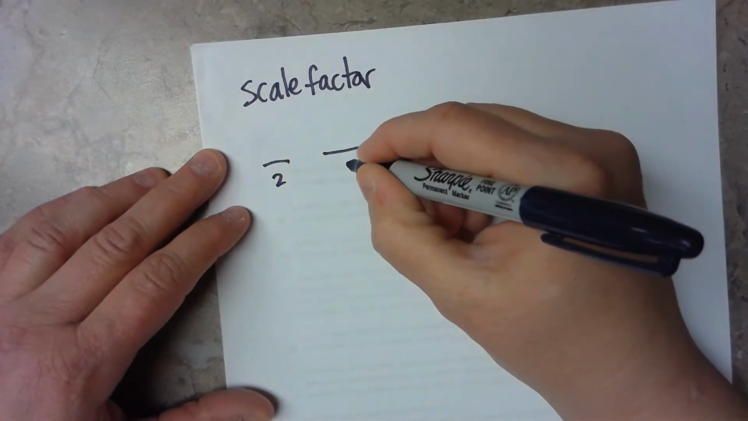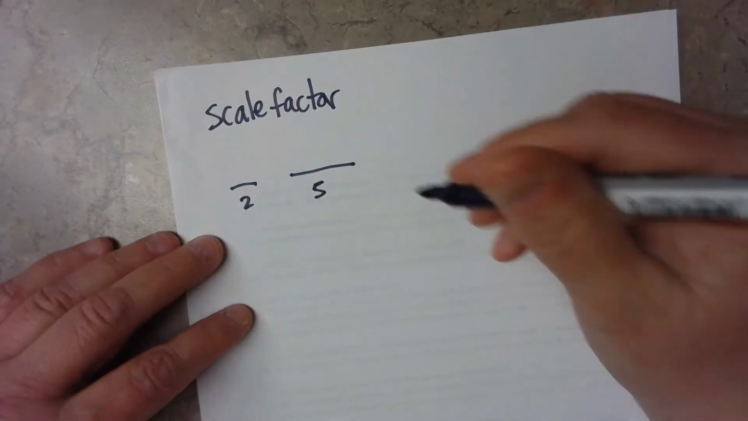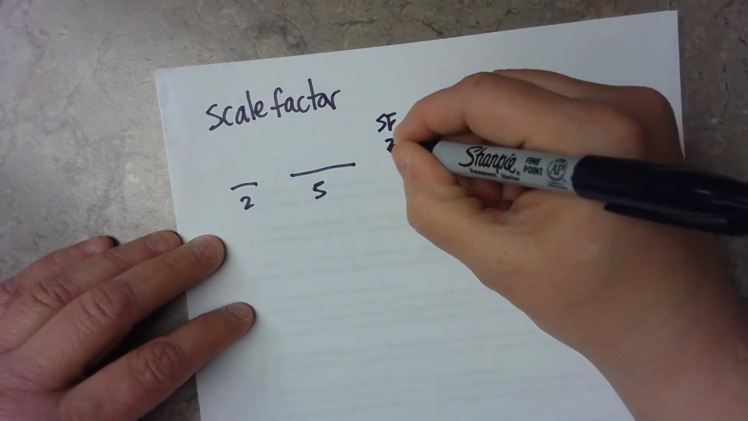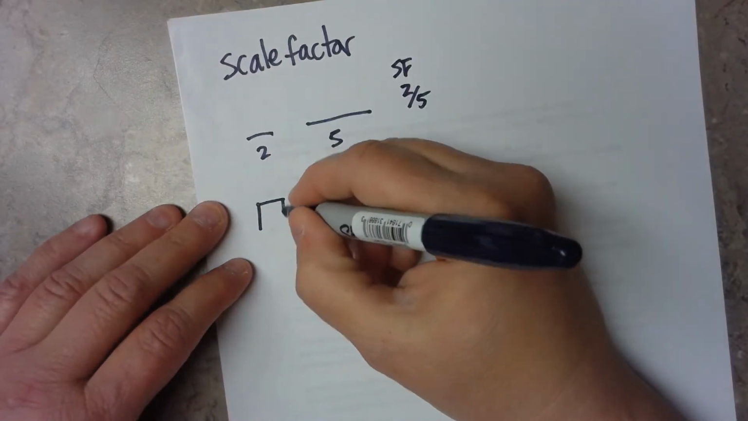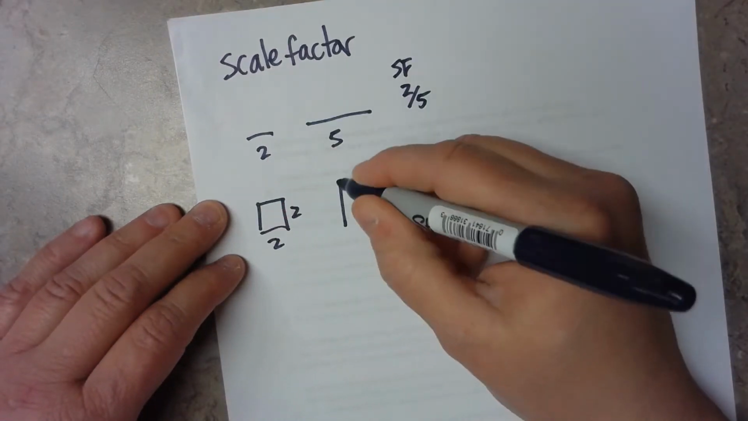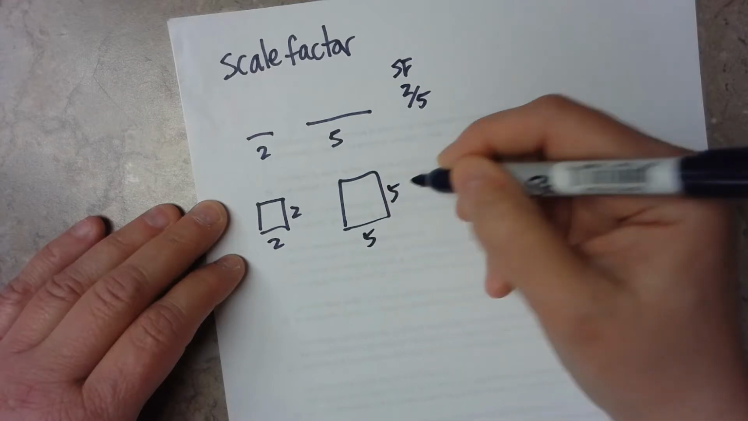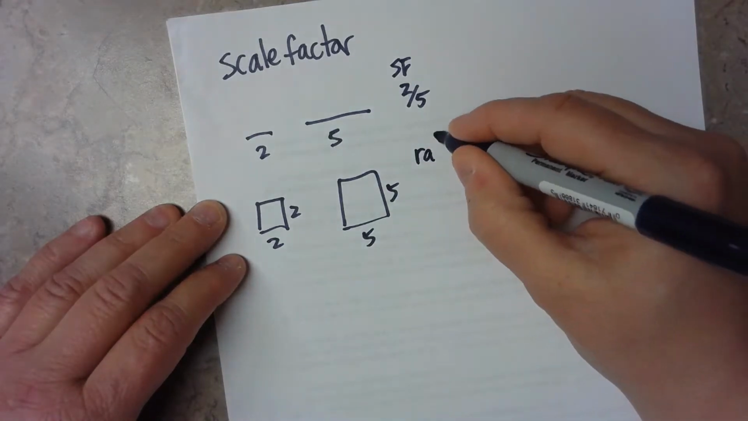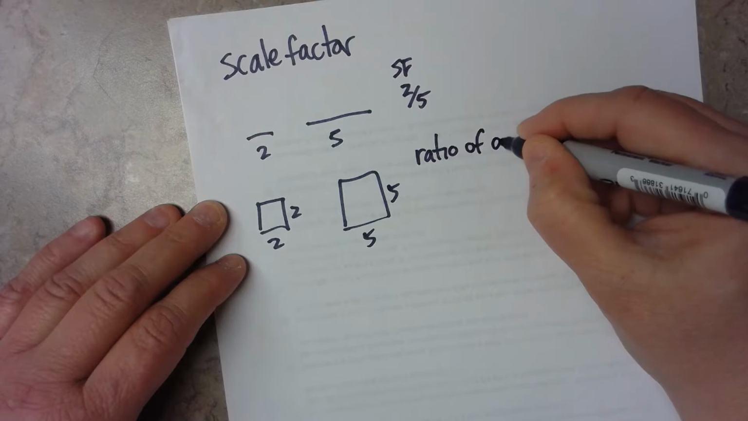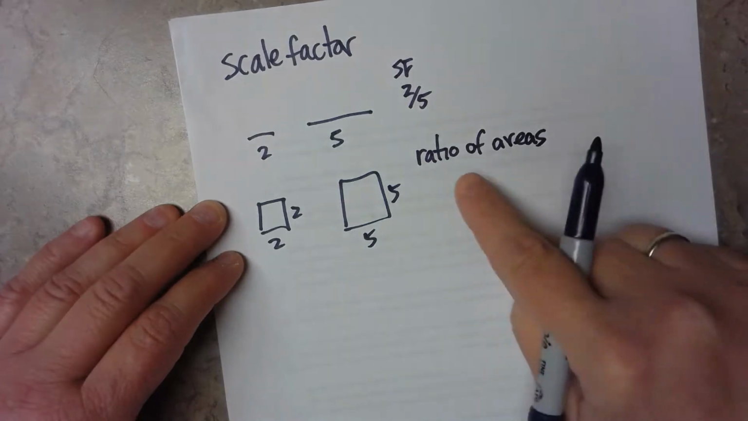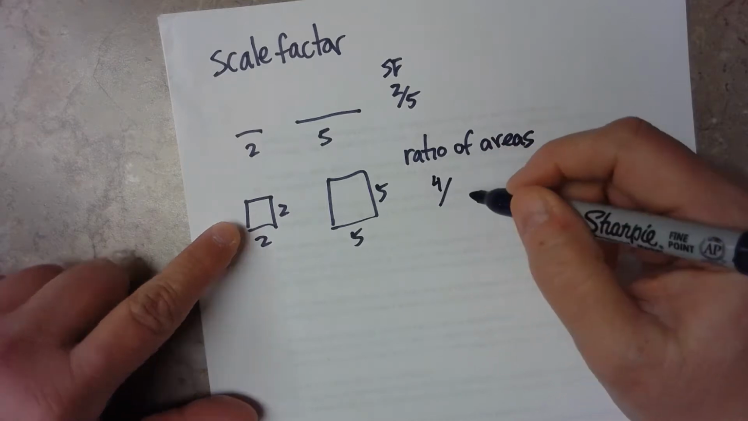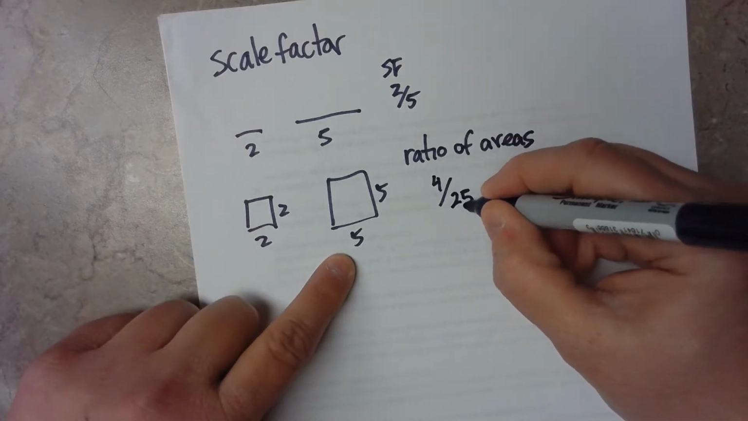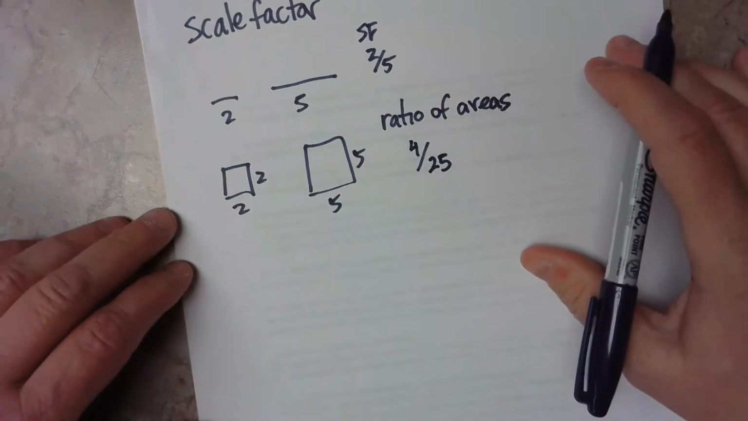Here's two segments. One is 2 units long and one is 5 units long. So the scale factor there is just 2 to 5. Now I'm going to make that into a square, a 2 by 2 square, 5 by 5 square. So now if I look at the ratio of their areas, remember ratio is just a fraction. So the area of the first square is 4. The area of the second square is 25.